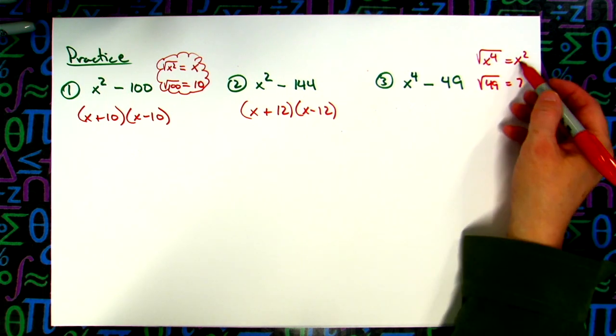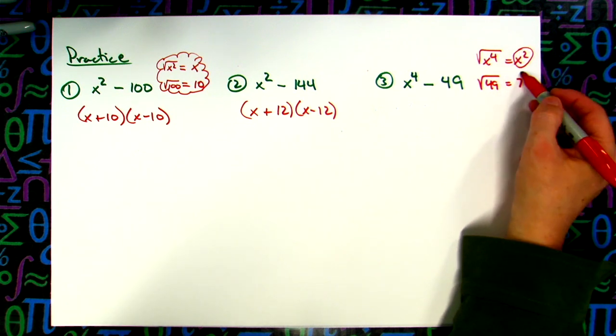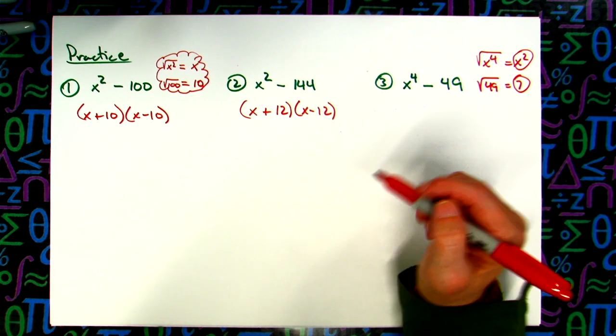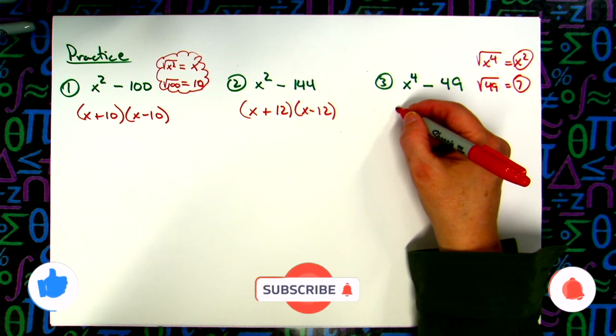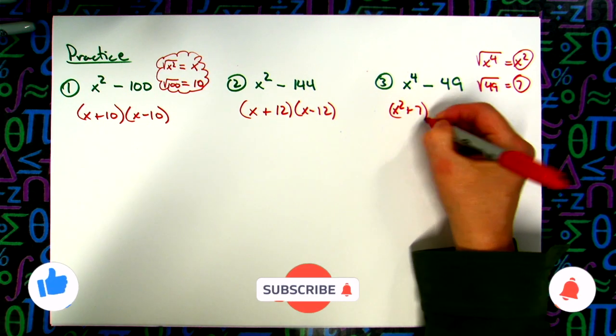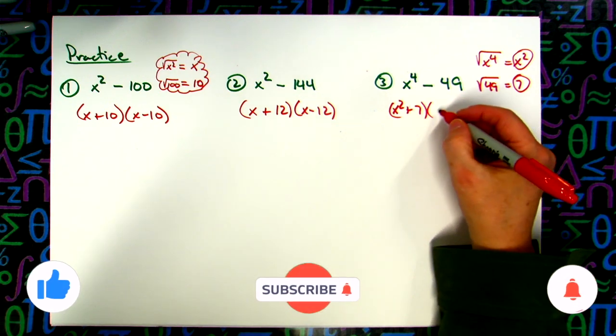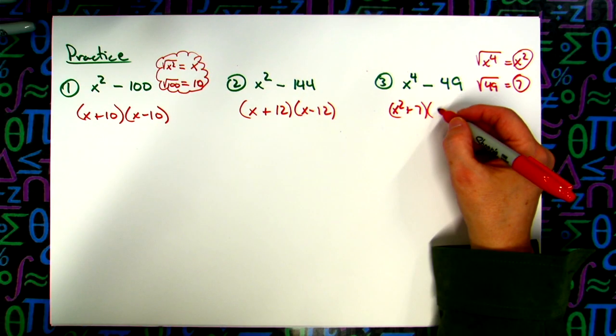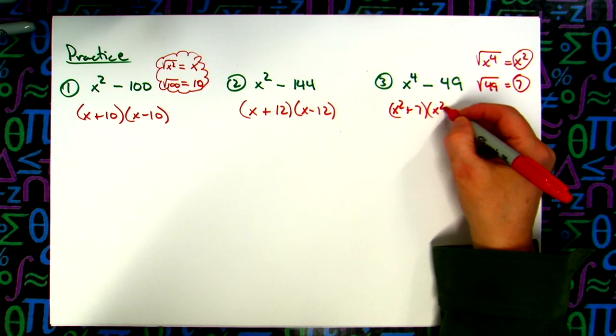I'm going to take these two things right here. I'm going to take the x squared and I'm going to take the 7. So, I didn't hear you. X squared plus 7. You are talking very, very soft. And then what's the next one going to be? Yep, x squared minus 7.